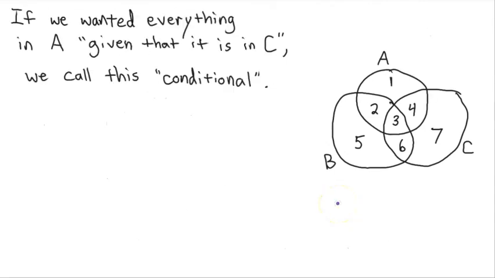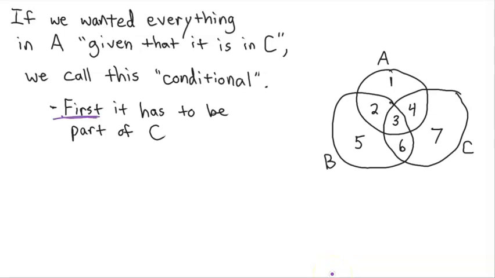Now we're going to talk about what we call conditional probability. Let's say that we wanted everything that's in A, given that it's also in C. This is our phrase: given that it is in C. So we want everything that's in A, conditional on it first being in C. When we are looking at this kind of situation, we call this conditional. We want A, but we only want the A's that are also in C.